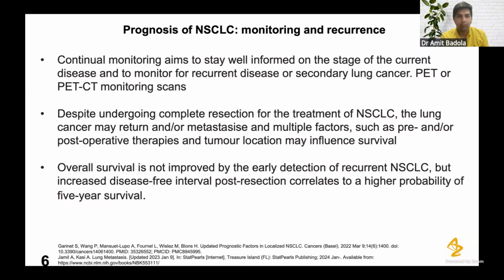During the treatment, you have to continuously monitor the patient for disease progression. And if the patient has undergone surgery earlier, we have to monitor those patients for recurrence, because we know that the chance of recurrence after surgery is high in lung cancer. We all know that this monitoring does not improve overall survival, but if we detect recurrence early, it can increase disease-free survival and improve the quality of life of the patient.